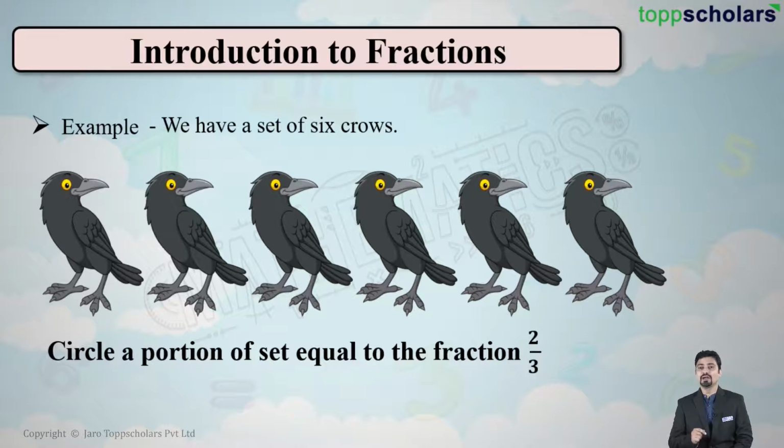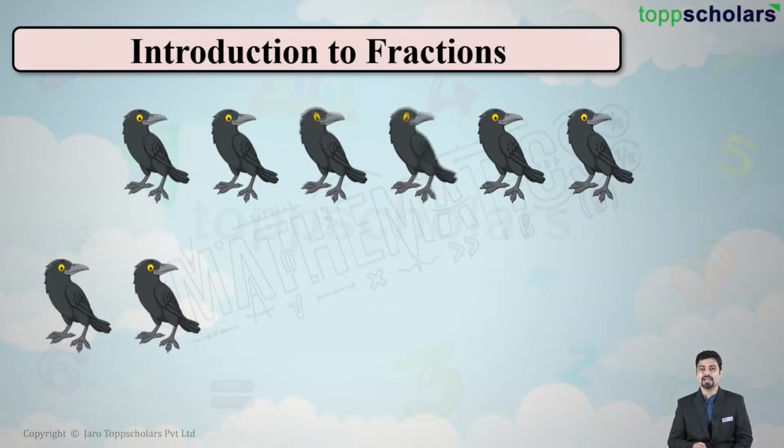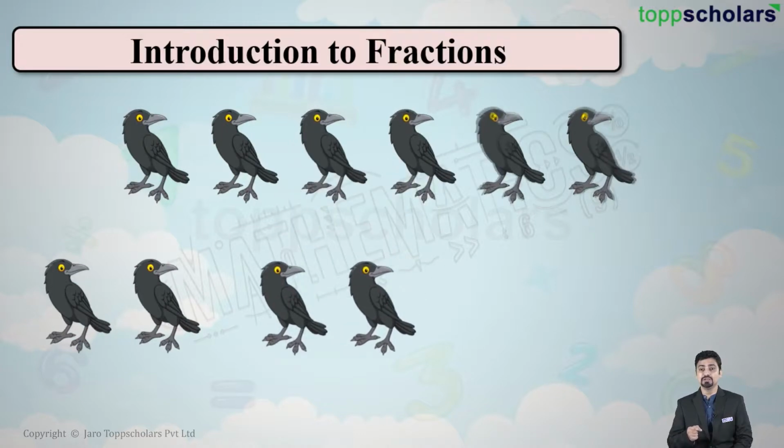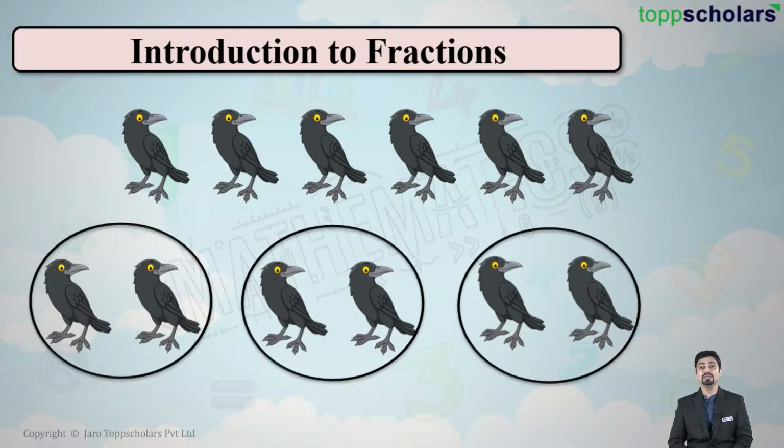Again, look at the denominator. Denominator is equal to 3. So make 3 groups of equal number of crows. Now, if we have 6 crows, how do we make 3 groups? Let's see. So, from the 6 crows, I make groups of 2 each. So, I have 1, 2 and 3. I have made 3 groups.